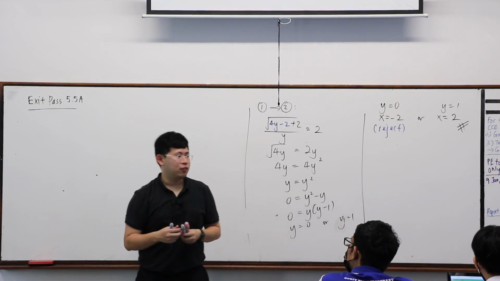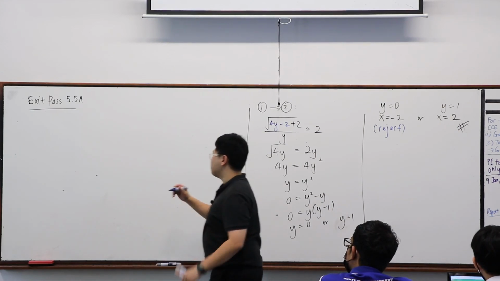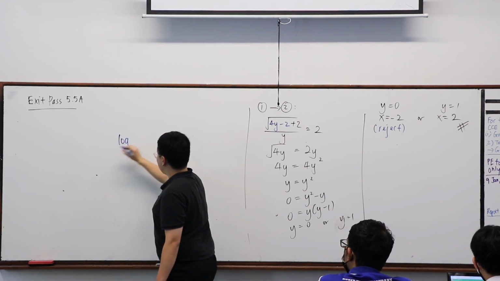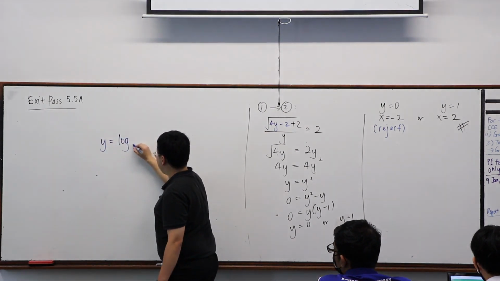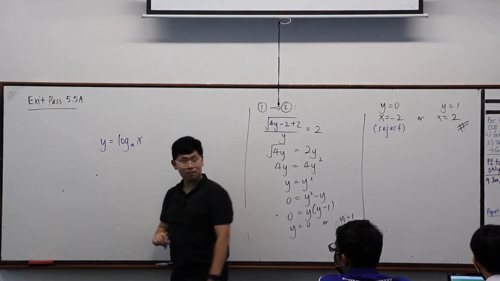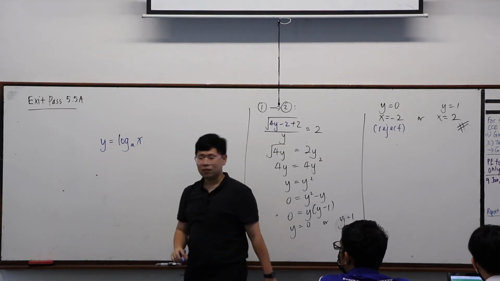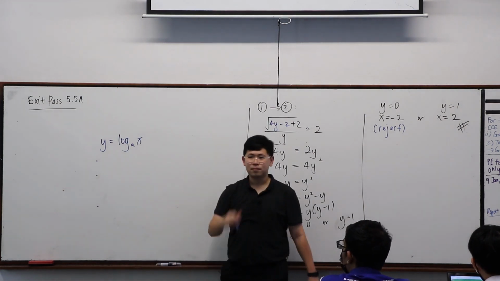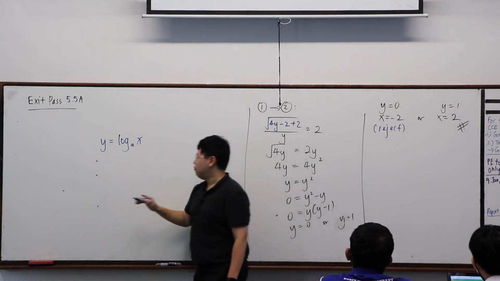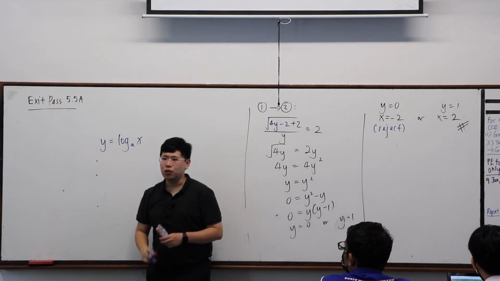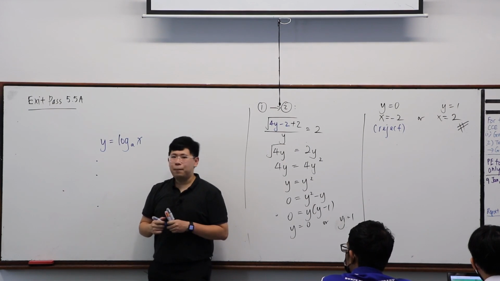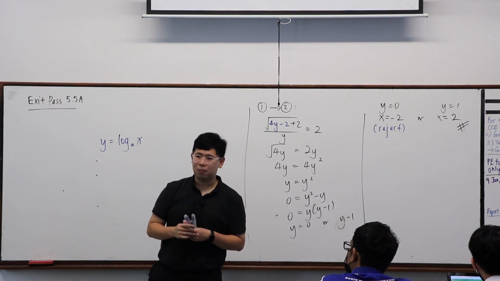Very quickly, I need to show you a quick summary. Okay, so for example, let's say we have y equals log base a of x. We need to be concerned with two versions. The first version is this. You need to know the basic logarithm graph. How is the shape like?